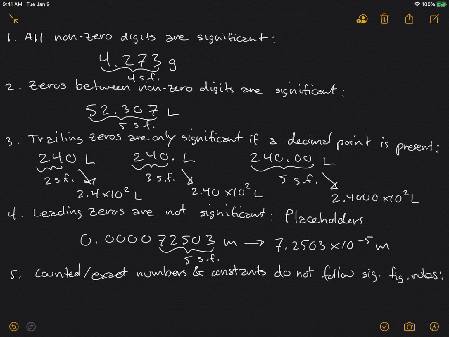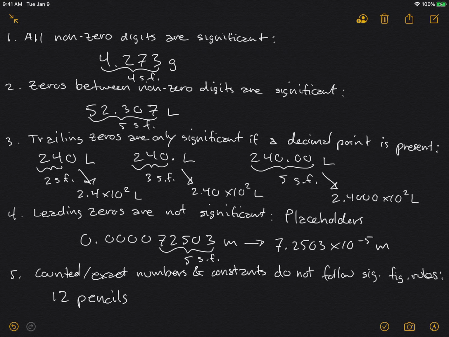The last rule of significant digits says that counted or exact numbers and constants do not follow the rules of significant figures. This is something like if you have a dozen pencils, then that's a counted number. There are no decimal points. It's not a measurement. It's an exact number. So we don't need to include the number of significant digits. We don't care about them.